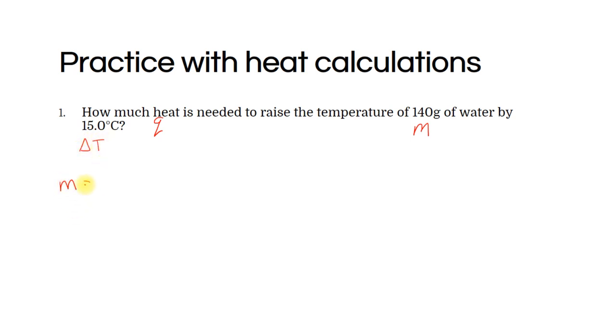So here's what I know. I know the mass is 140 grams. I know that I'm looking for Q. I know that the delta T is 15.0 degrees Celsius. Oh, and I also know that it's water. It says it's water. So I know that the S of water is that funny 4.184 joules per gram degrees C.